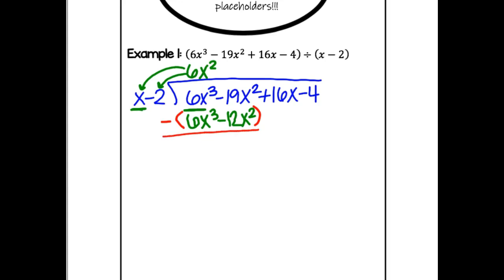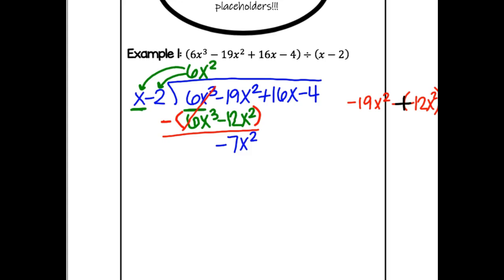6x cubed minus 6x cubed cancels. That's what our point is. Then we really have, and if you need to write it off to the side, negative 19x squared minus a negative 12x squared. And if you remember, we have minus a negative, which means we plus it out. So we're really taking negative 19x squared plus 12x squared, which is negative 7x squared. Now before you go, oh my gosh, you don't get it.